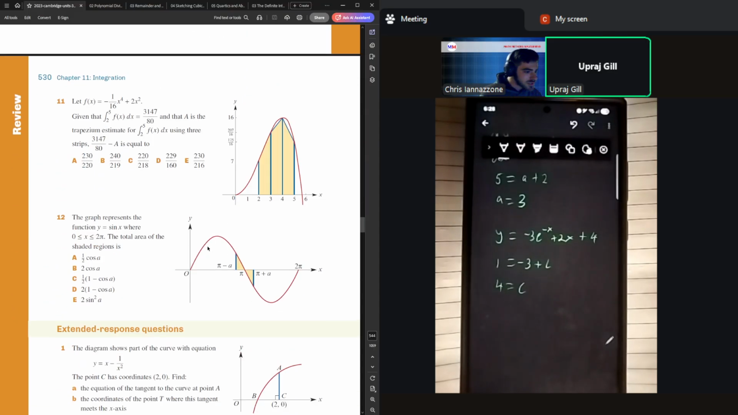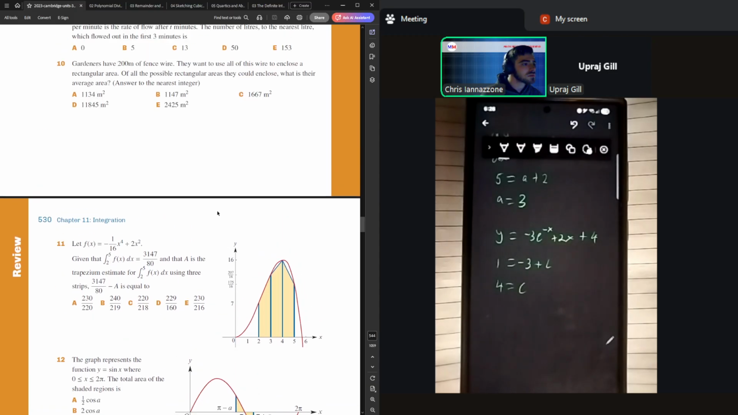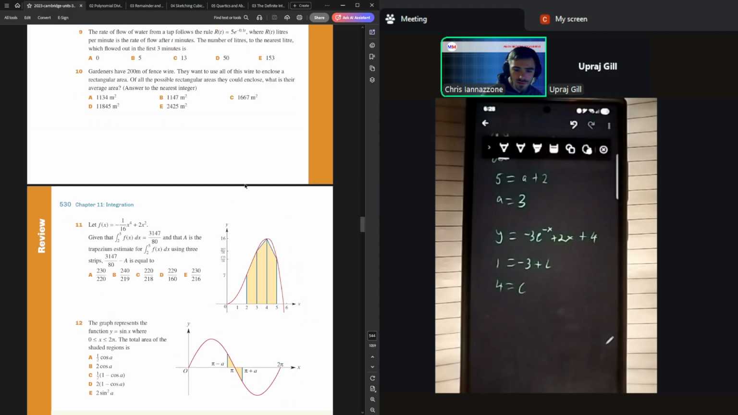Oh, I just realized there's even more down here, actually. These are trapezoidal rule stuff.